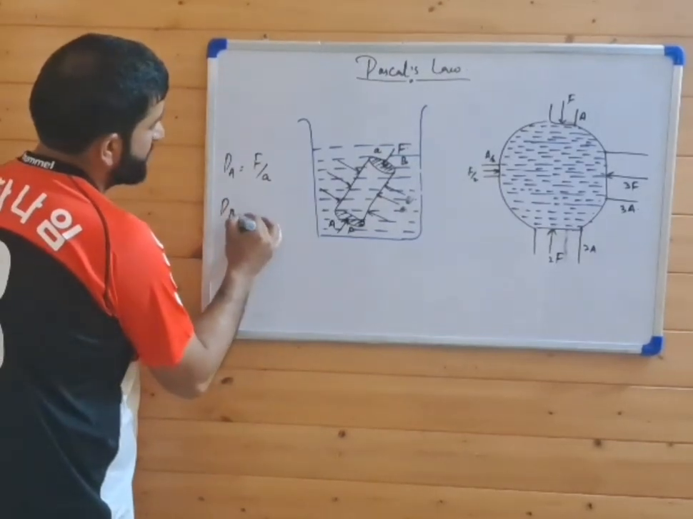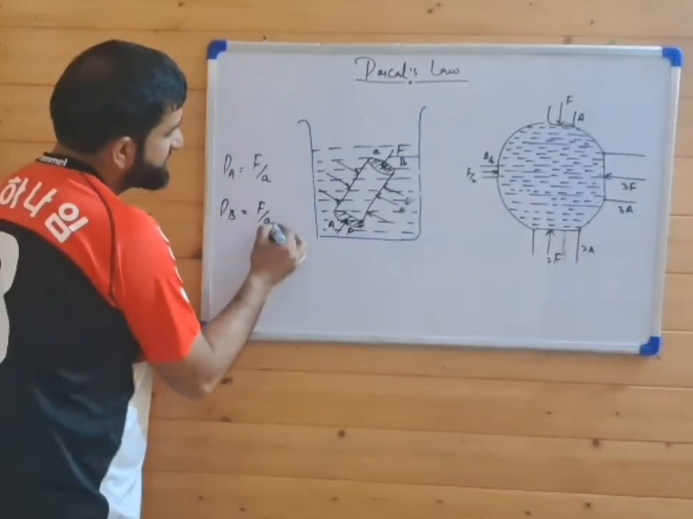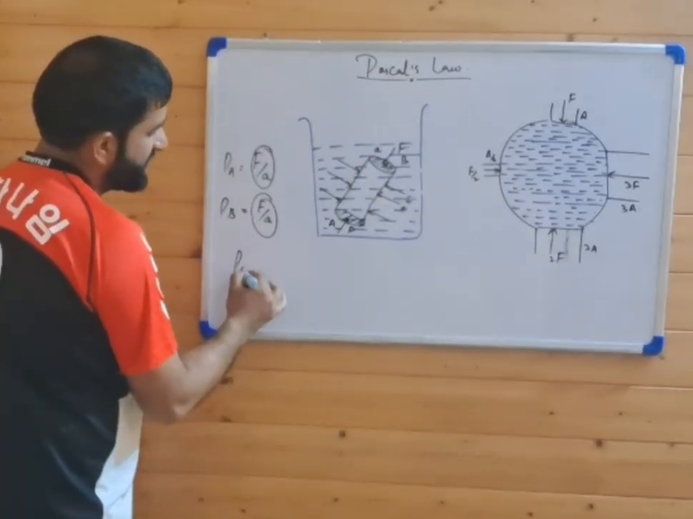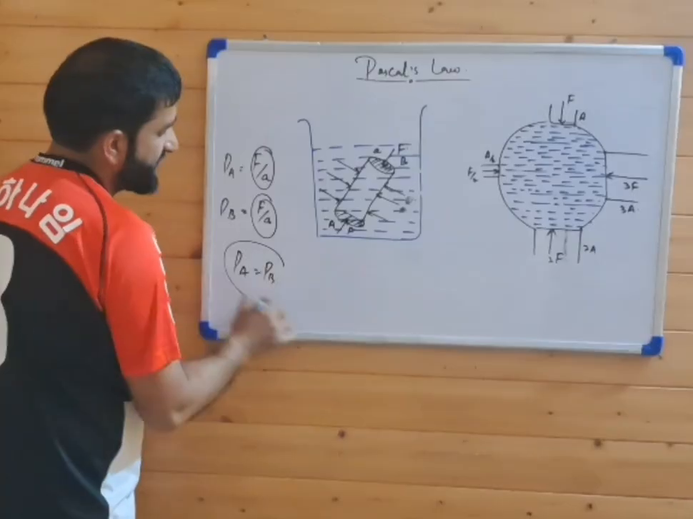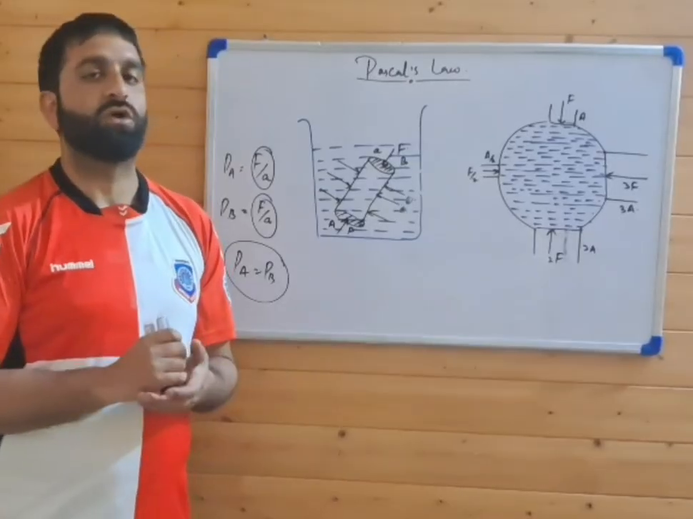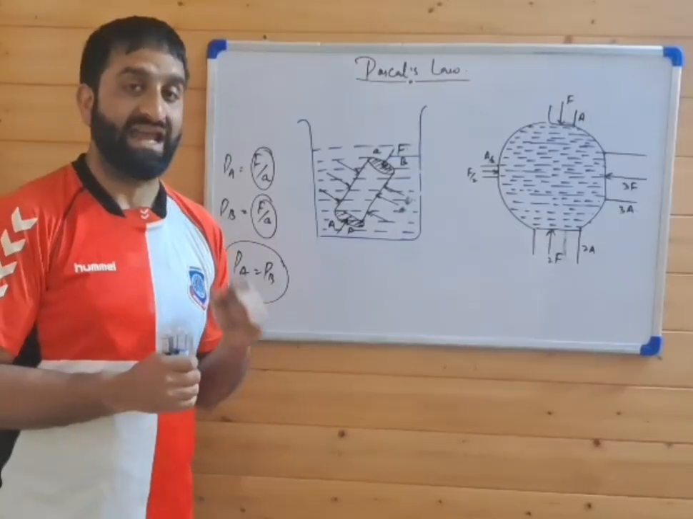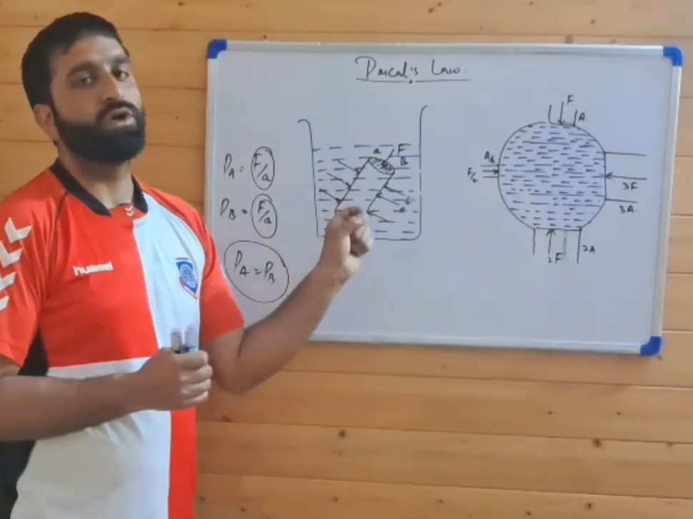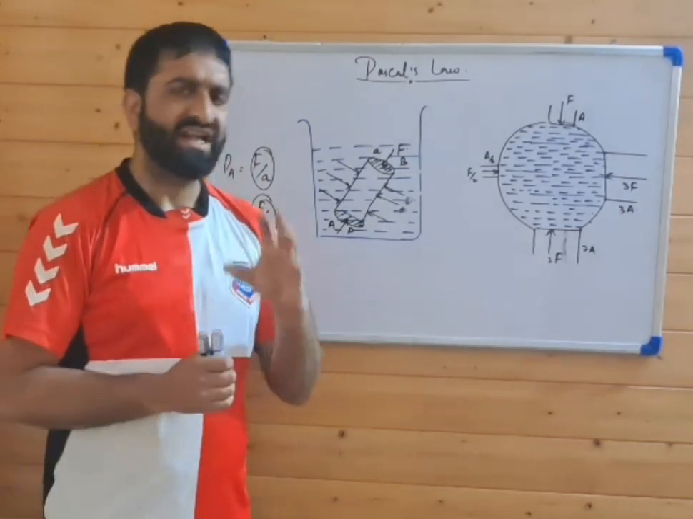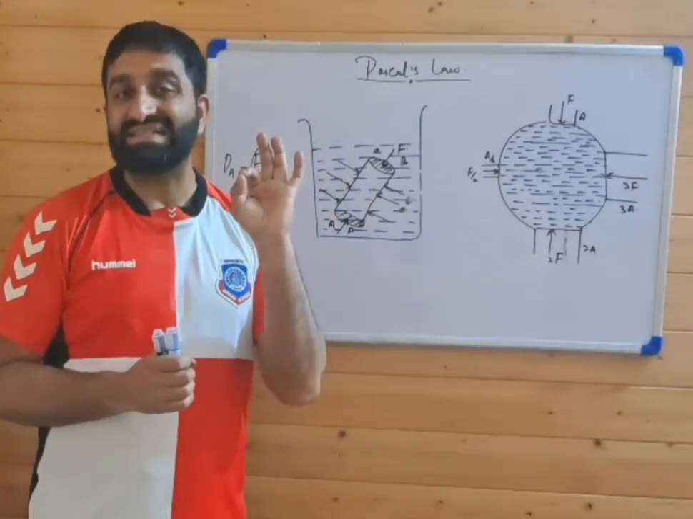Now the pressure at point A is equal to F divided by a. The pressure at point B: the same force F is exerted on this base, and the area is small a. So this is F by a, this is F by a. So PA is equal to PB. This is Pascal's law, which states that when we have a fluid at rest, or in equilibrium, provided the effect of gravity is neglected, the pressure at every point in the fluid is the same.